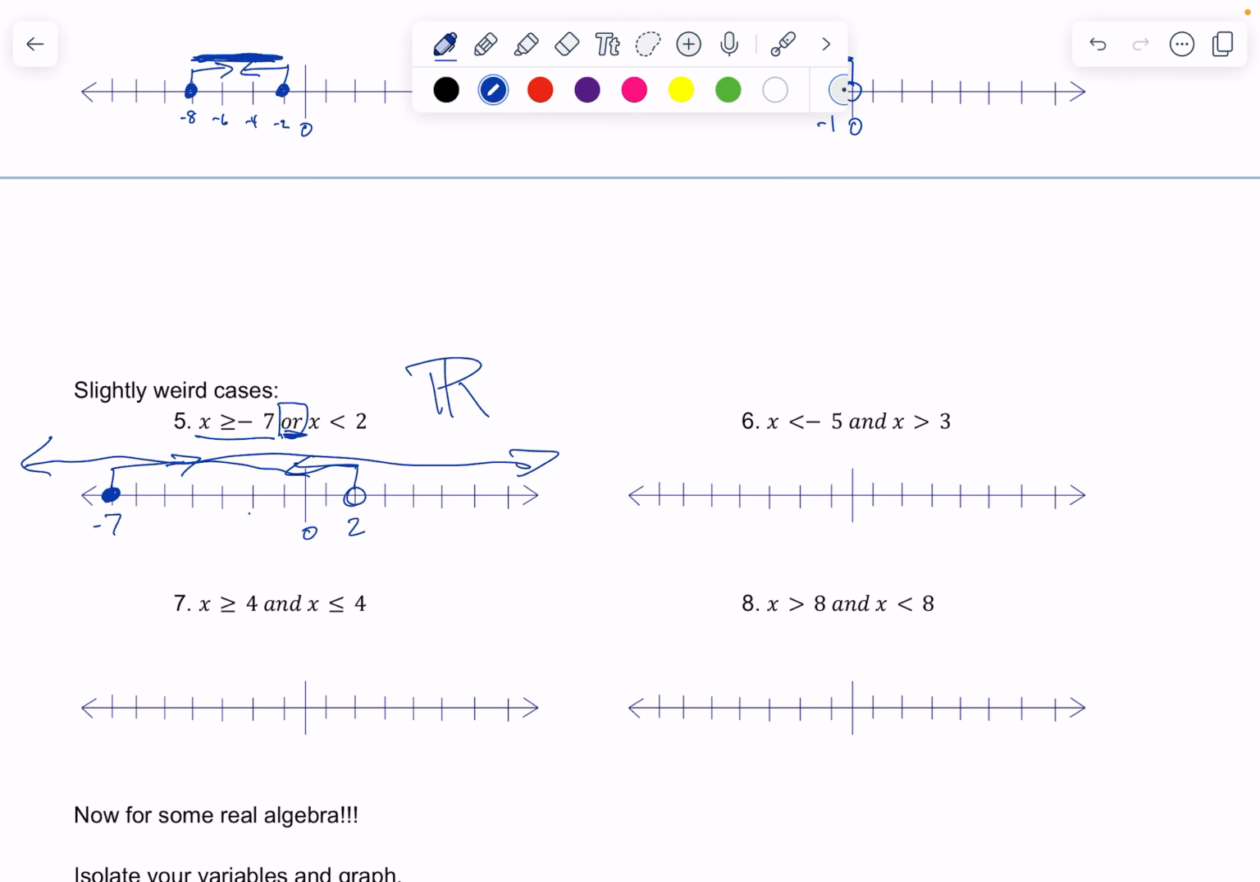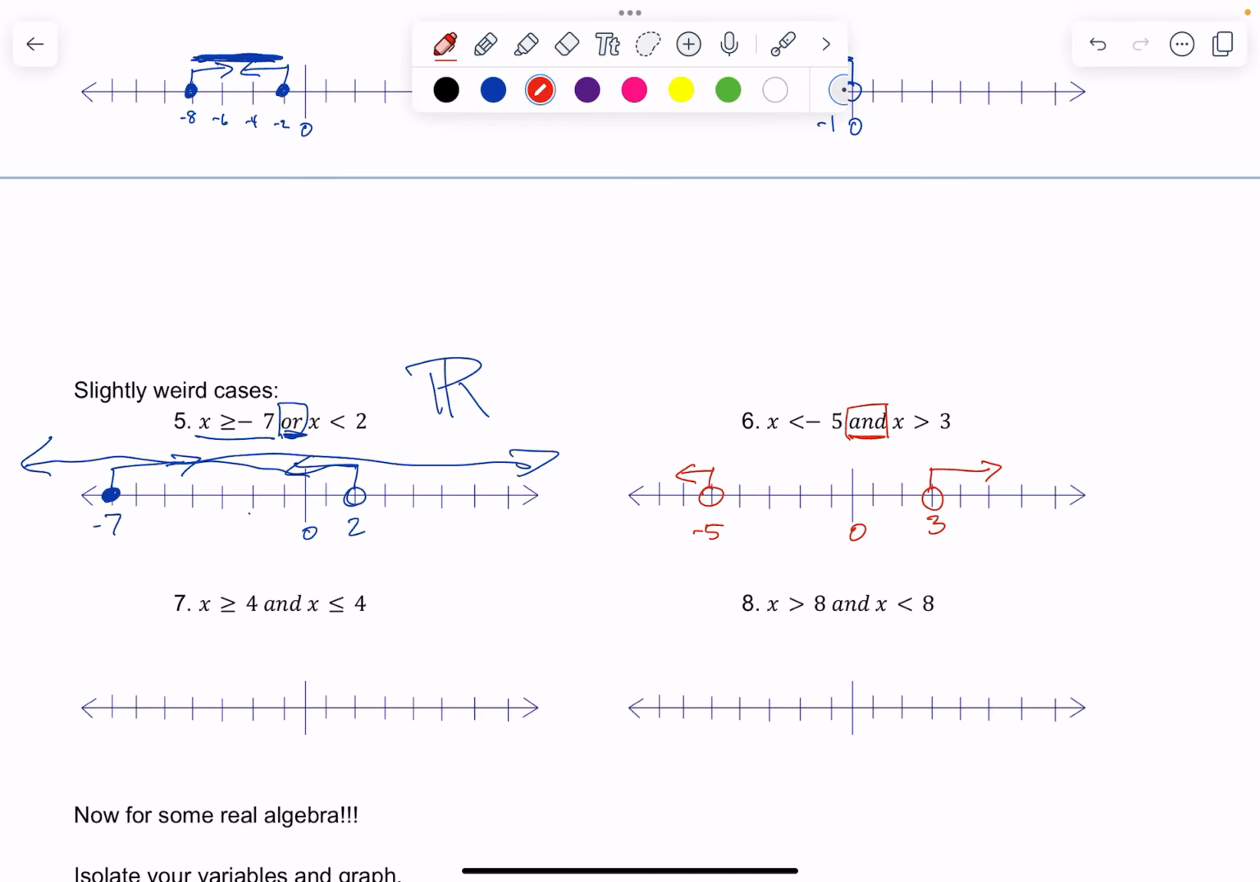On the other slightly weird case, let's try this one out. I have -5. So if this is 0, 1, 2, 3, 4, 5, -5, it's going to be an open dot because it's strictly less than -5. So it's going to be this direction. This is an AND statement. So I have a 3, 1, 2, 3, and this is x is strictly greater. They're going in different directions. There's no overlap. And this is specifically an AND statement.